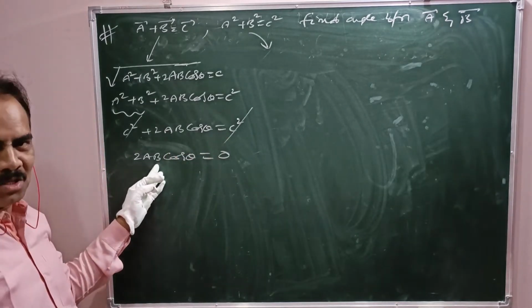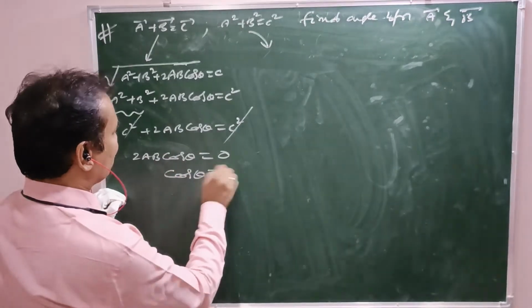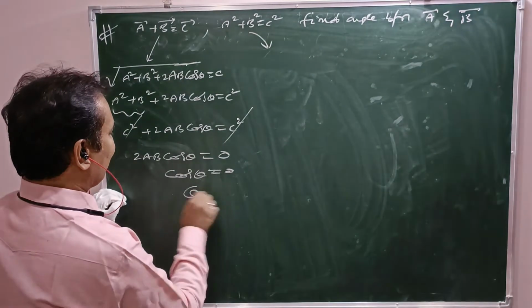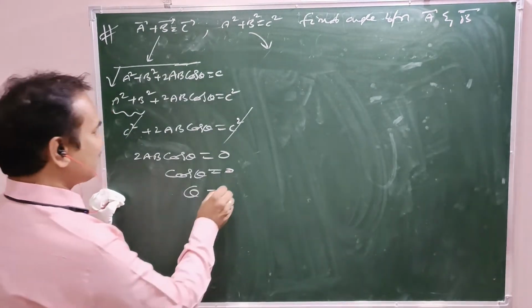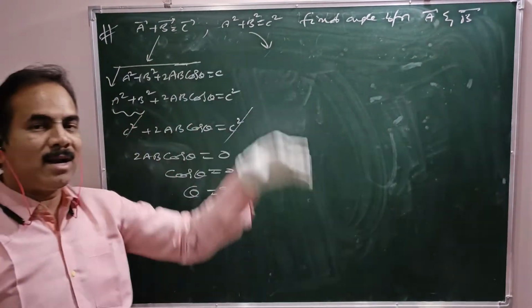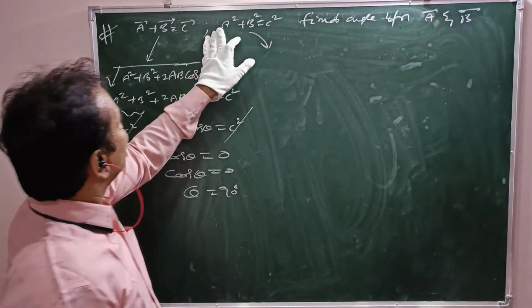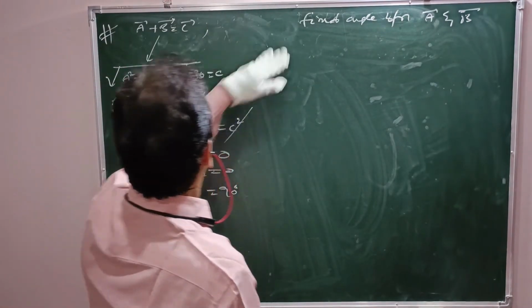AB is not equal to 0, 2ab is not equal to 0, but definitely cos theta must be equal to 0. Now what about theta? Cos theta 0 means theta is 90 degrees. Theta 90 means a bar and b bar are perpendicular to each other. Right?